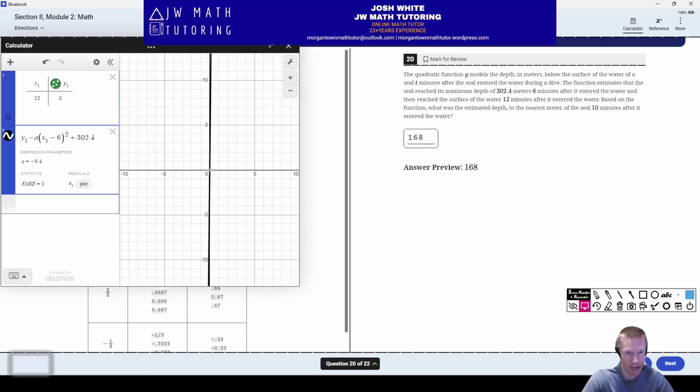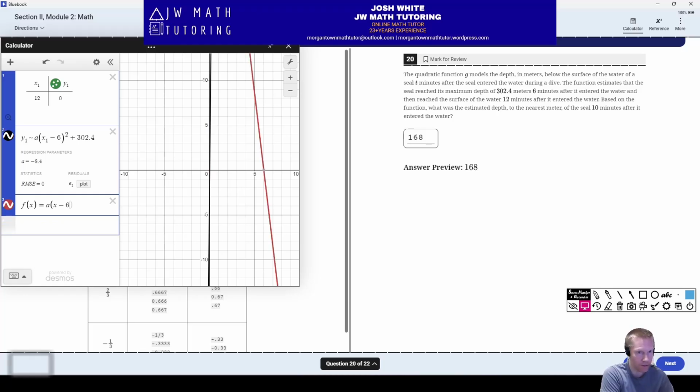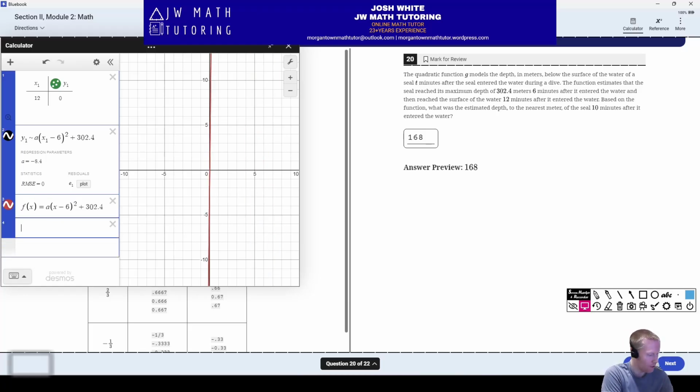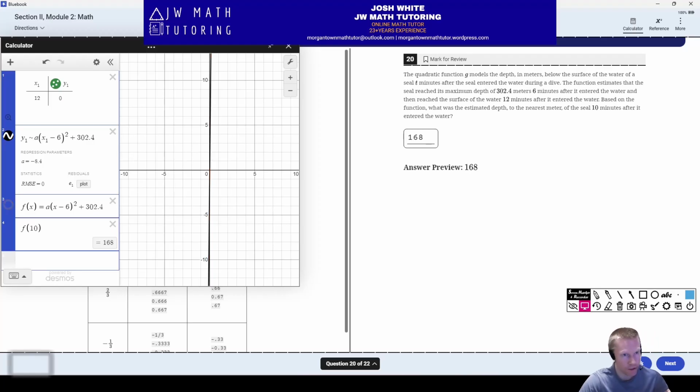All right, so now we get A. So now the question is, what is this equal to when x is 10? There's two ways you could do this. You could just do f of x equals a times x minus 6 squared plus 302.4, and you could say, well, what is f of 10? It's 168. That's one way to do it.